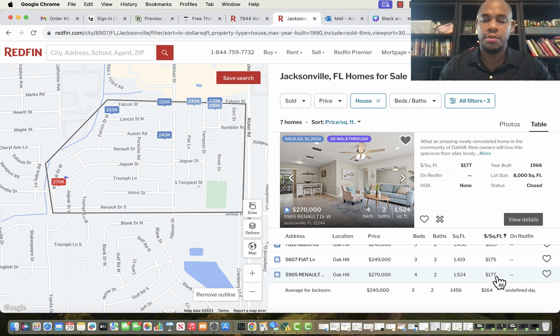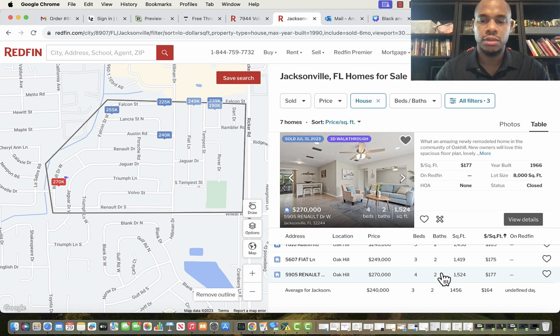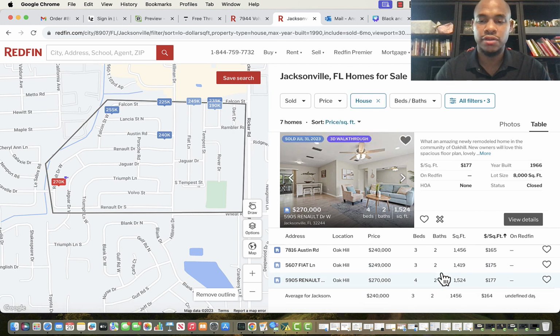Let's do the math. I'll pull out my calculator. We do 177, which is the highest price per square foot sold in that subdivision, multiplied by our subject home's square footage, 1988. That gives us 351,000. As far as our ARV, 351,000.